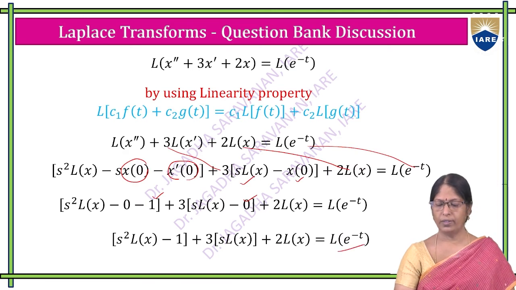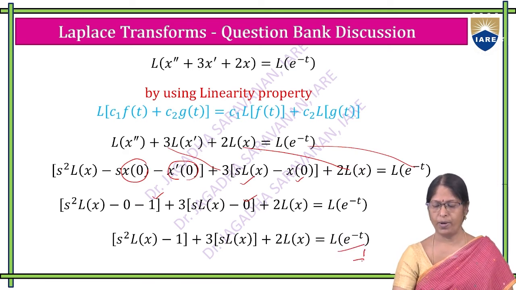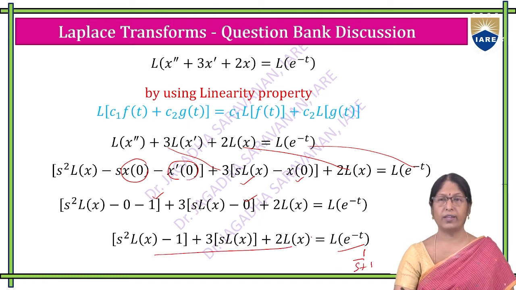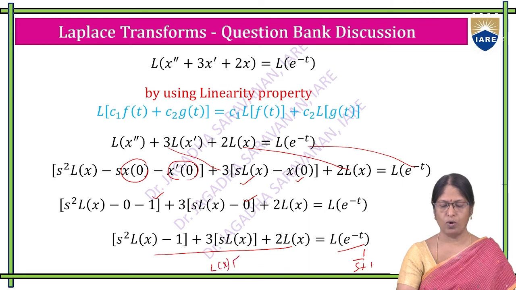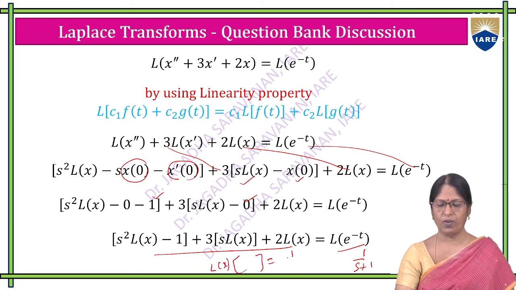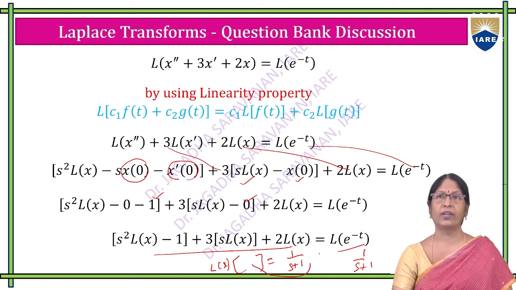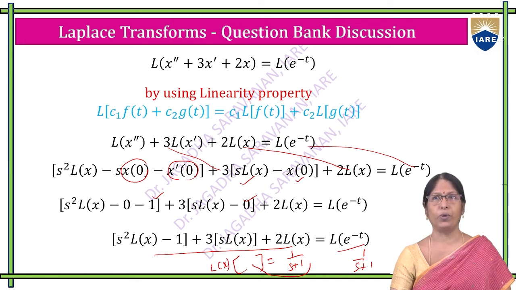Now this is a very easy one. 1 by s plus 1 on this side. L of x, we will take as a common term, L of x times the sum, which is equal to 1 by s plus 1. So L of x equals that, and we bring this to this side: x equals L inverse of that particular term. So in the application to the differential equation, we start with the Laplace on both sides, and finally the inverse Laplace is to be found.